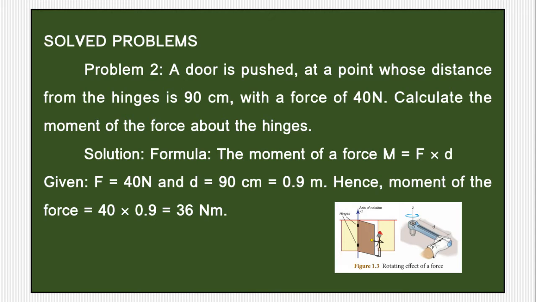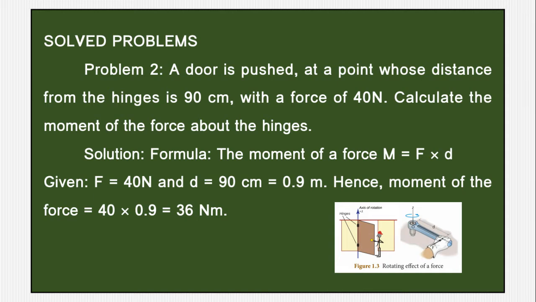Students, today we are going to see some interesting things in physics. Let us go inside some simple problems. Problem 2. A door is pushed at a point whose distance from the hinges is 90 centimeters, with a force of 40 N. Here N equals Newton. Here we are asked to calculate the moment of the force about the hinges. Formula used here is, the moment of a force M equals F times D. Here, the given data are F equals 40 N and D equals 90 centimeters.